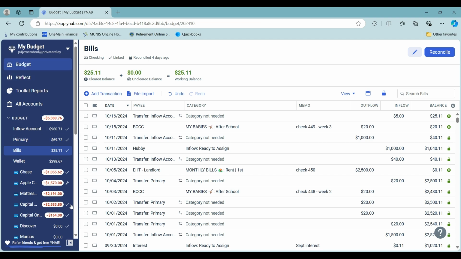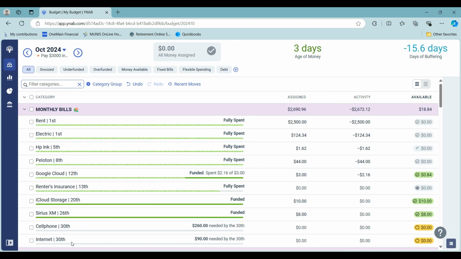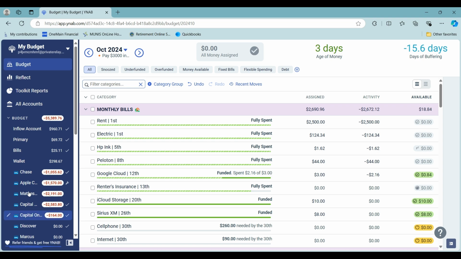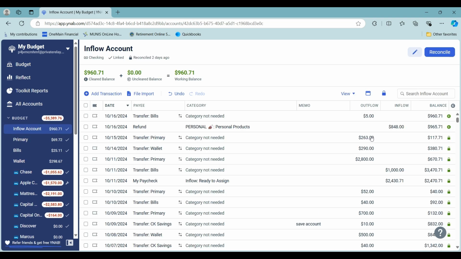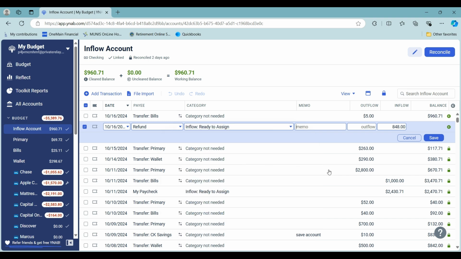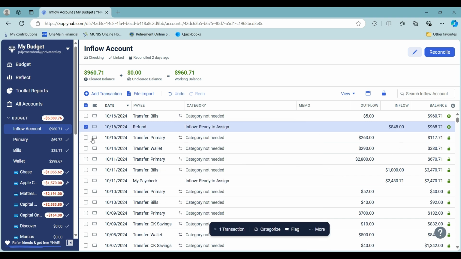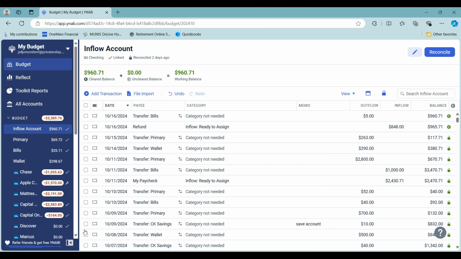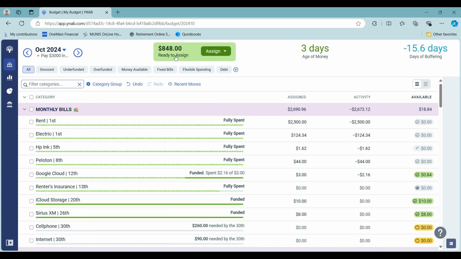So let's jump back over to the budget. And why is it not showing that $848 that I received? This should be in ready to assign. Oh, it went to personal products. Really now? Oh no, we need to put that up to ready to assign. All right, so there we go. That's $848 that we have to play around with.